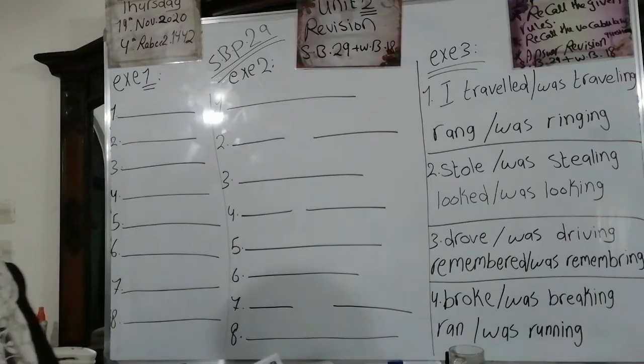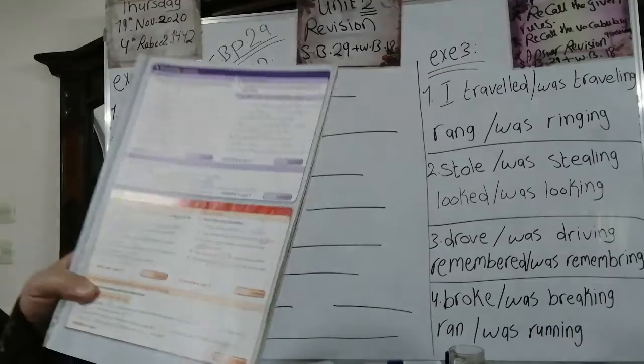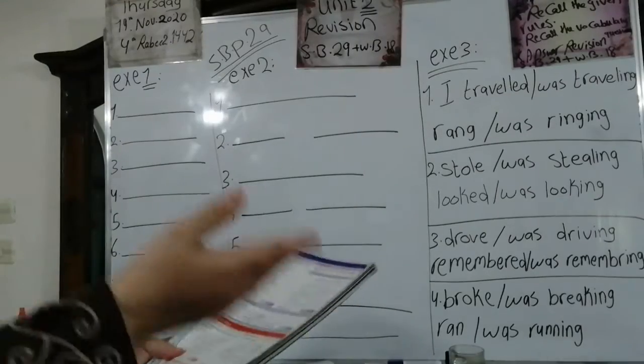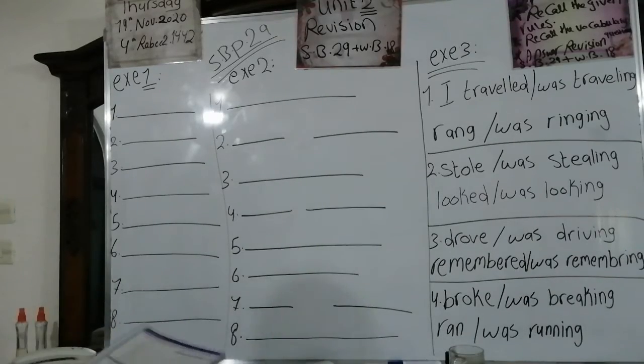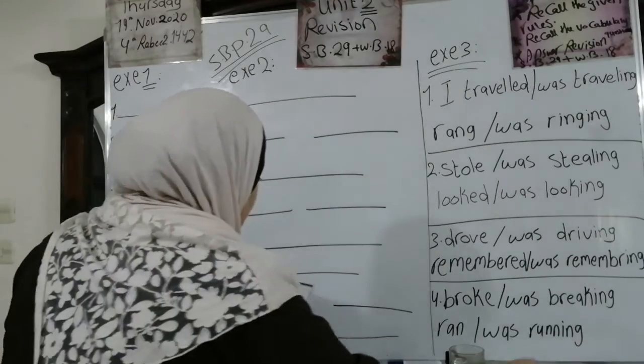Now, first of all, please bring your pupils book and open them on page 29. We are going to work on this page. Then we are going to move to the workbook. Okay? Now, the first exercise, it's about past simple. We are going to revise the past simple tense.